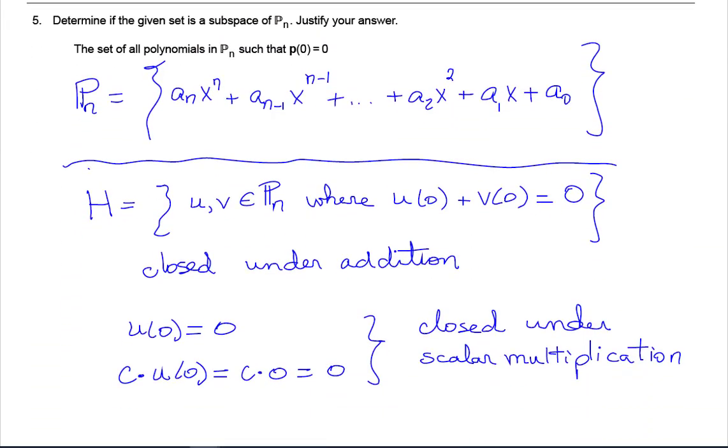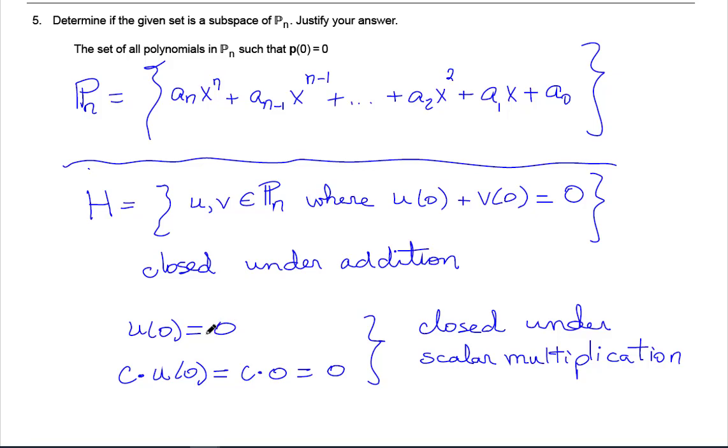All right, we continue the same thing with Pn, the set of all polynomials of degree n. We have the set H, which is all the polynomials in Pn where we have the fact that p(0) is 0. So let's say I take two of them in there where that's true. Well, if I add them up, I'm still going to get 0, so it is closed under addition.